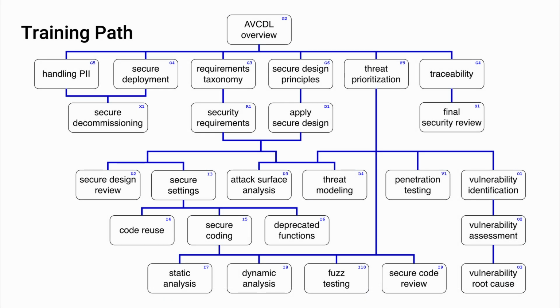This diagram shows the overall AVCDL training path. If you're taking this training, it's assumed that you've already completed the AVCDL overview training, and additionally that you've completed the requirements taxonomy, security requirements, secure design principles, apply secure design, threat prioritization, secure settings, secure coding, fuzz testing overview, and fuzz testing established settings trainings. This training will cover fuzz test creation.